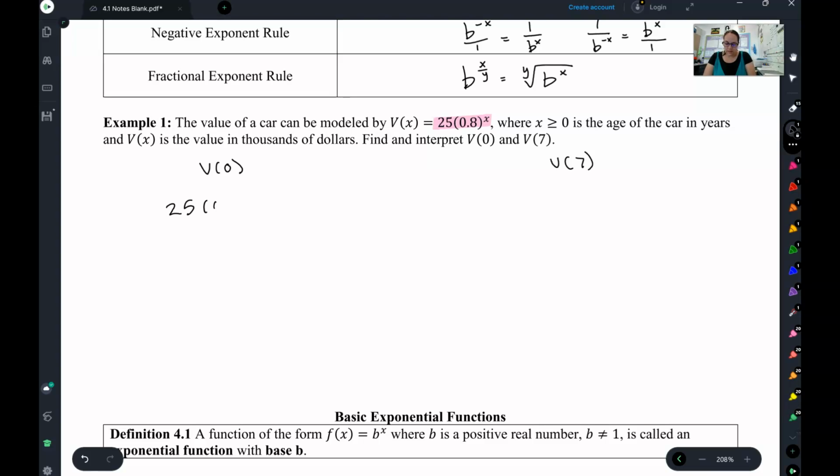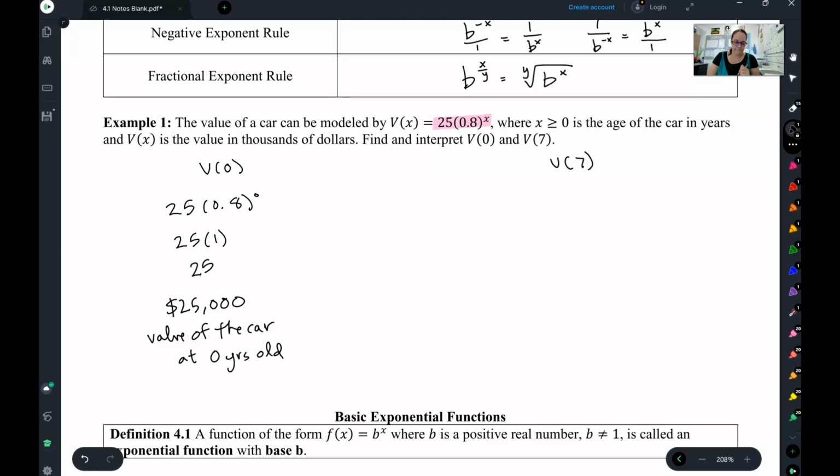So plug 0 in. Anything to the 0 power, we just said was 1. So 0.8 to the 0 power is 1. 25 times 1 is 25. And we said that v of x is the value in thousands of dollars. So this is actually $25,000, which is the value of the car at 0 years old. So hopefully that will help with that one.